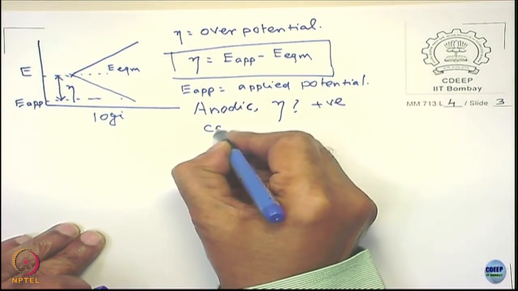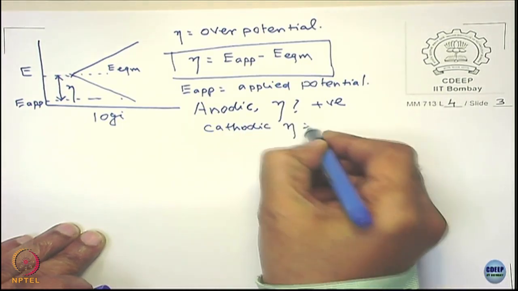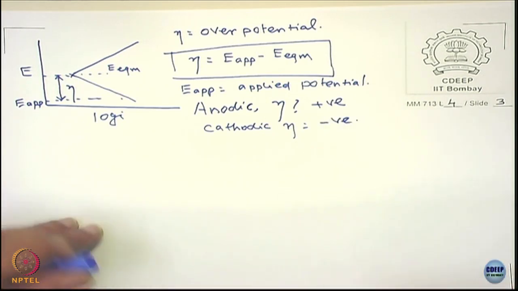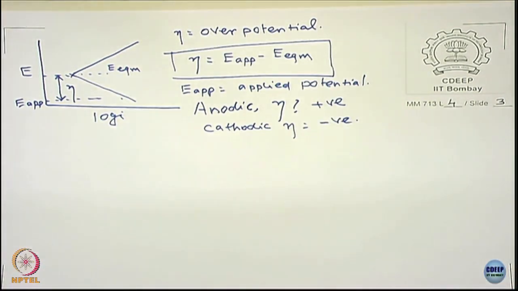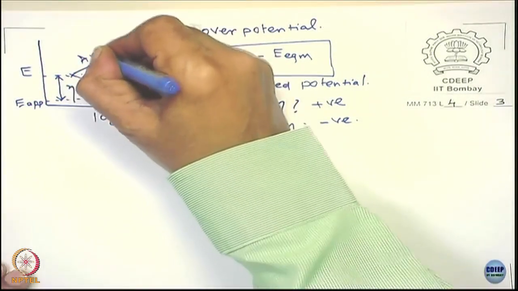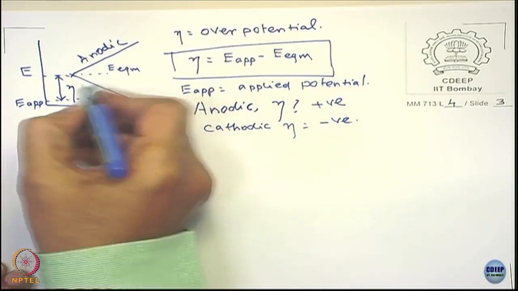For cathodic, eta is equal to negative. Understood? Because this is the cathodic side, this is your anodic, this is the cathodic.